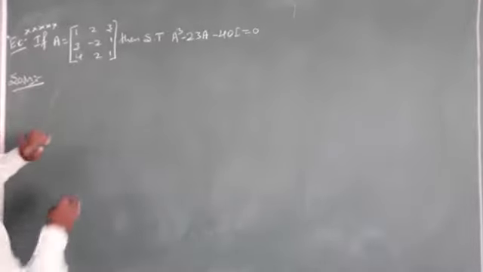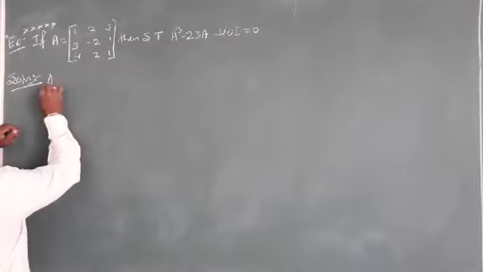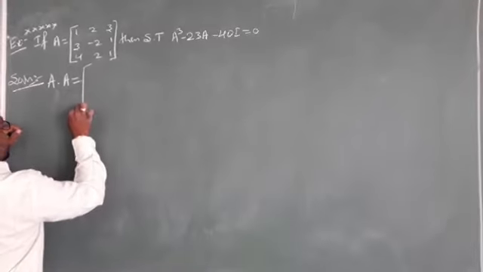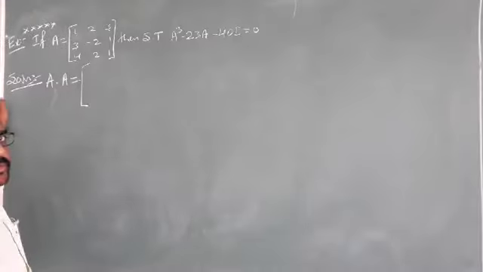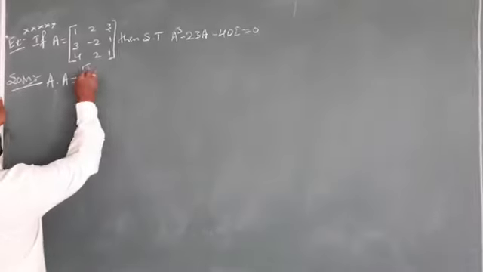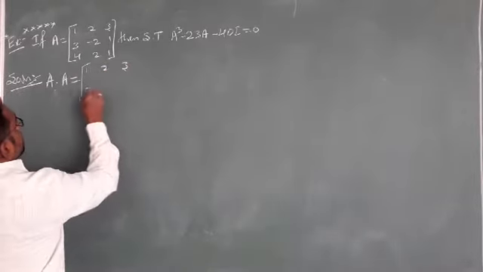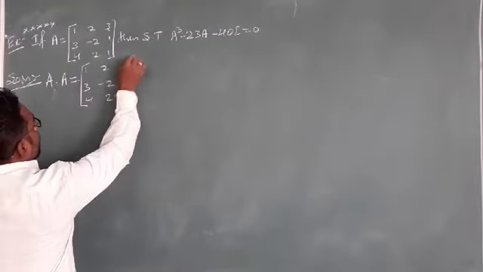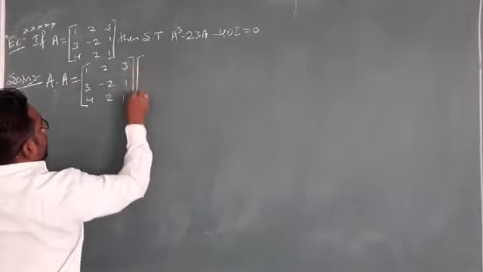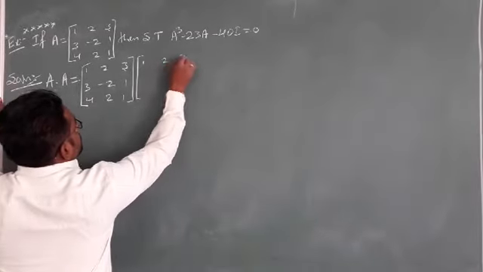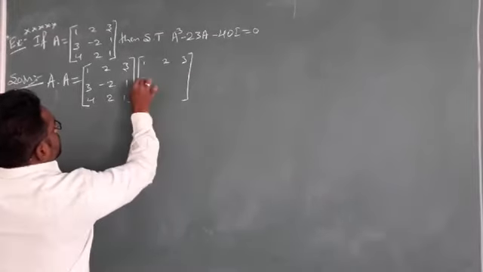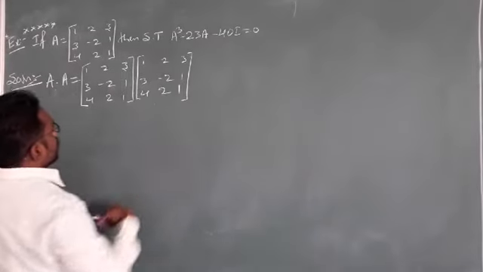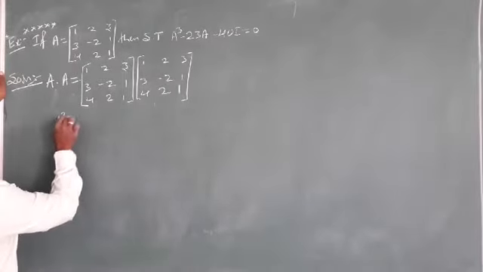Okay, so let us start the question, students. A into A. First find the A square, because we can't find the A cube directly. So 1, 2, 3; 3, minus 2, 1; 4, 2, 1. Again A: 1, 2, 3; 3, minus 2, 1; 4, 2, 1.